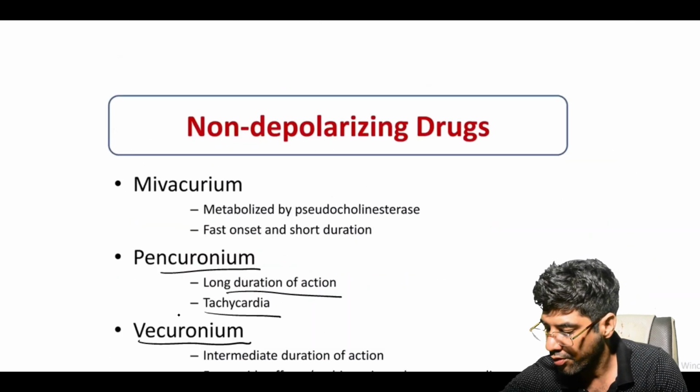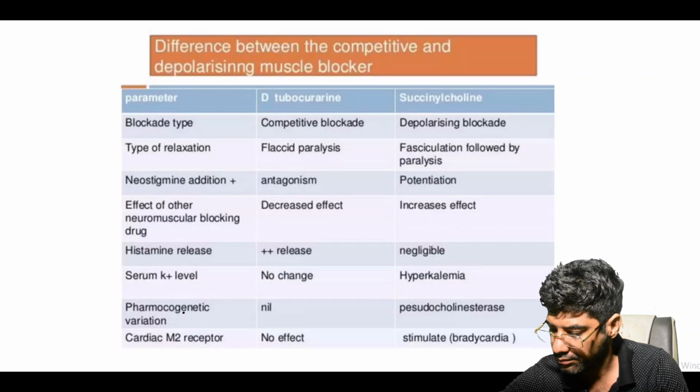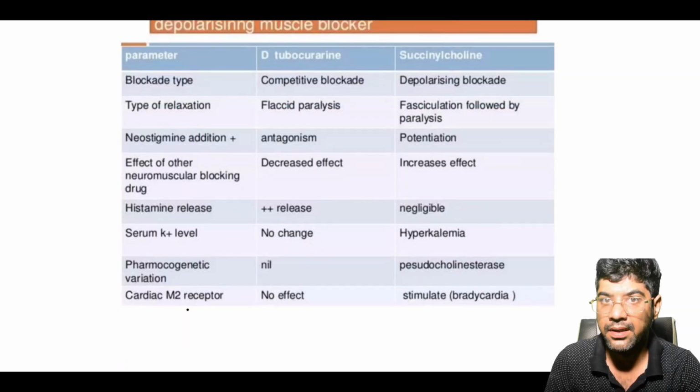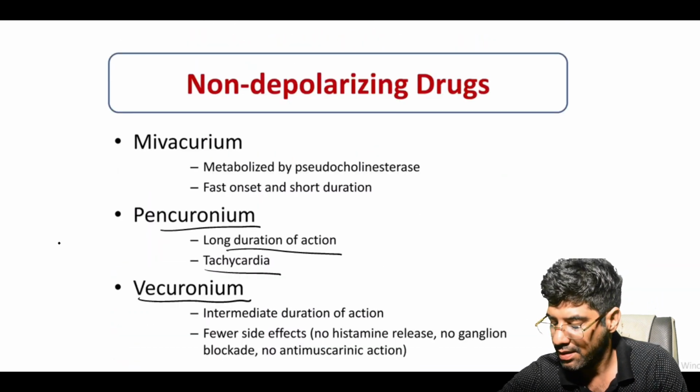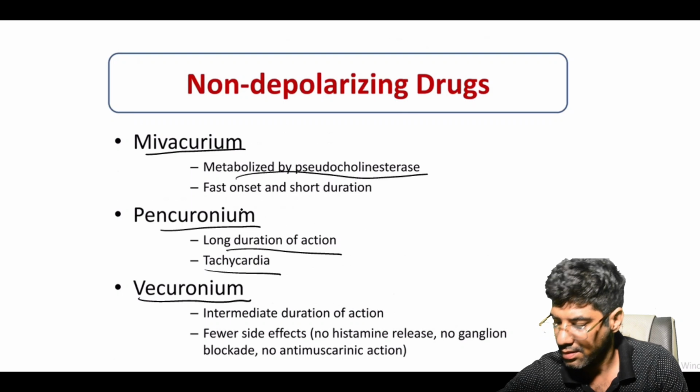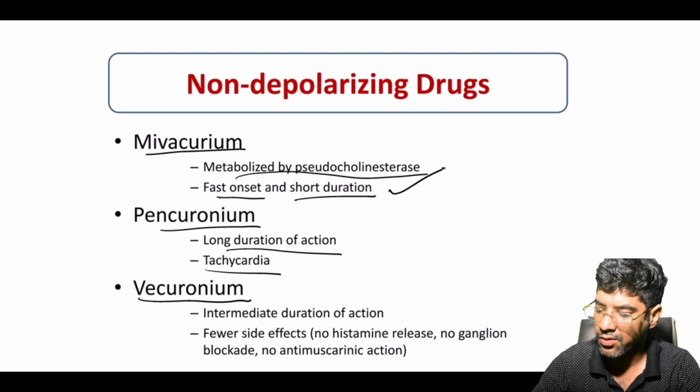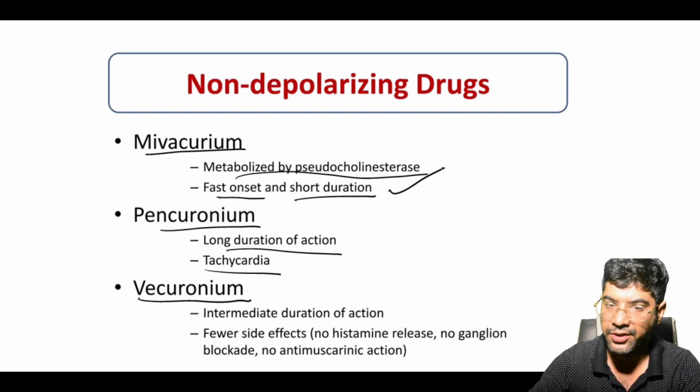Another is rocuronium. Rocuronium is a newer non-depolarizing blocker with rapid onset and intermediate duration of action. It can be used as an alternative to succinylcholine for tracheal intubation without the disadvantage of depolarizing block and cardiovascular changes. Another is mivacurium. Mivacurium is metabolized by acetylcholinesterase. It has fast onset and shorter duration.